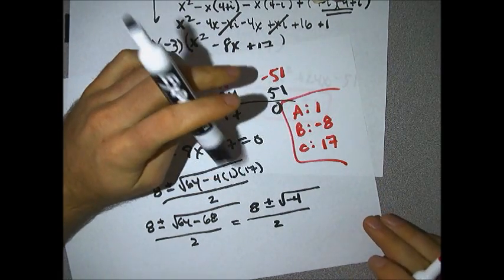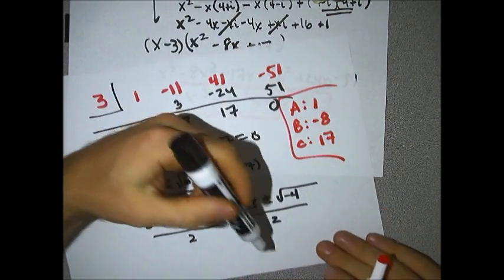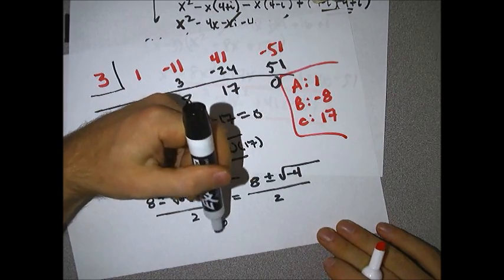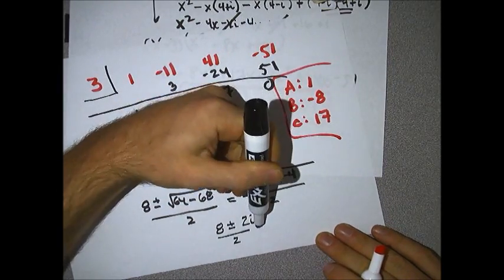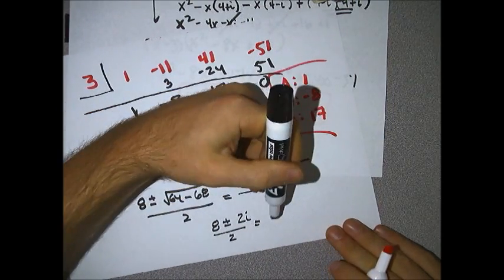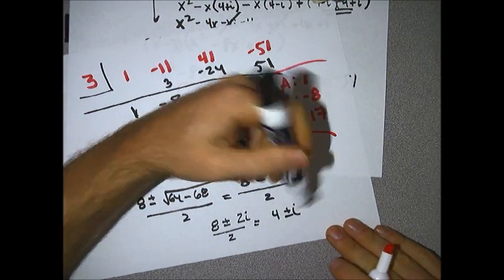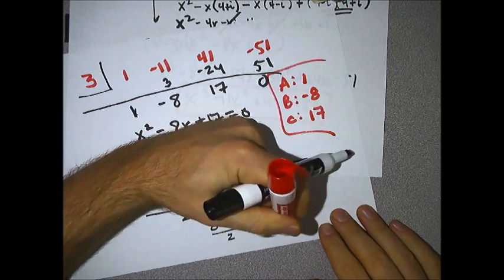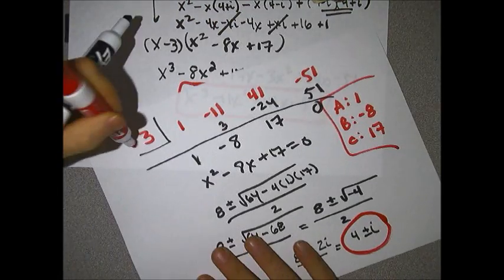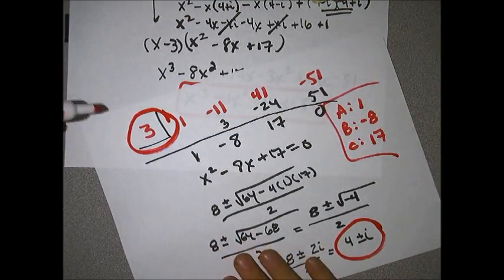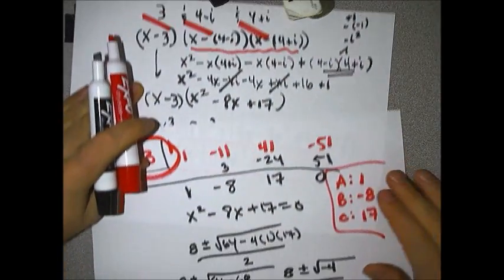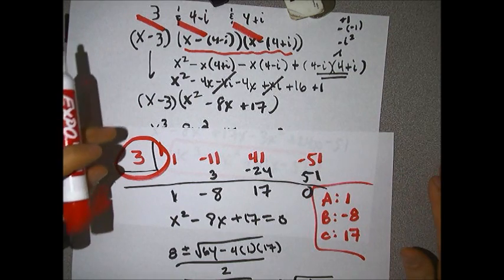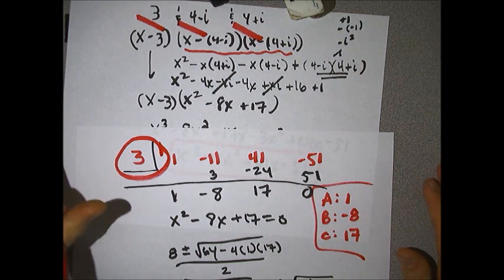And what is the square root of negative 4? 2i. So this is 8 plus or minus 2i over 2, all divisible by 2. So this is 4 plus or minus i. So what are my zeros? 4 plus i, 4 minus i, and 3, which is, back from the beginning of the problem, what we wanted them to be. Any questions on that? Good?